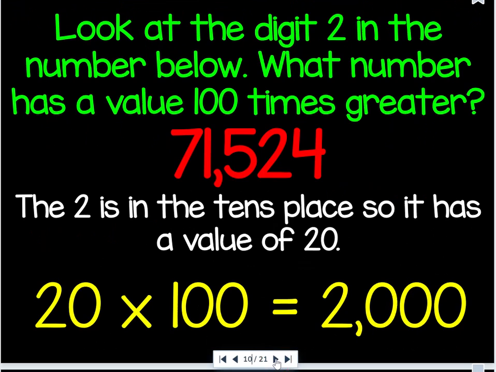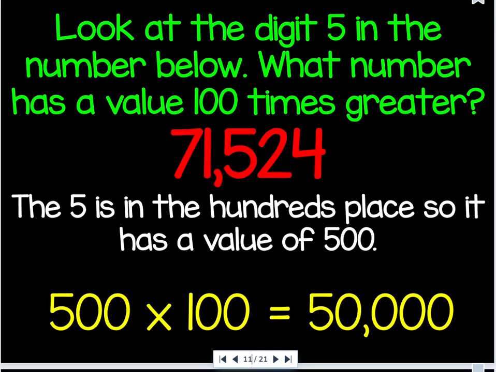Look at the digit 2 in the number below. What number has a value 100 times greater? So once again, the very first thing I'm going to do is identify the place. It's the 2 in the 10's place, and I know that the value of a 2 in the 10's place is 20. So 20 times 100 equals 2,000.